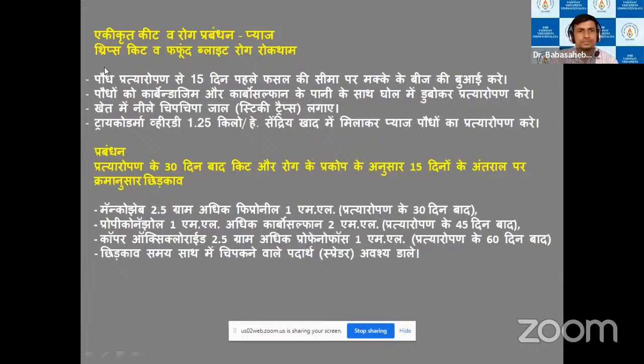Okay. Now this is a mosaic. As we know, mosaic is a viral infection transmitted by sucking pests, particularly aphids, whitefly, etc. So this can be avoided at any stage, as per our earlier discussion, by using sticky traps, yellow sticky trap and blue sticky trap.